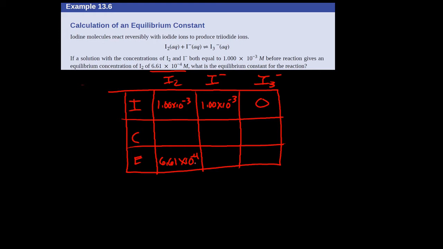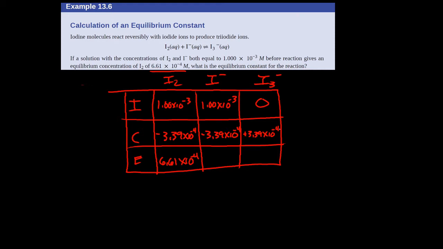But I am told that at equilibrium, I have 6.61 times 10 to the negative 4 of I2. So I know the initial and the equilibrium concentrations of I2, so I can work out that change. So let's say 6.61 times 10 to the negative 4 minus 1 times 10 to the negative 3. This molecule decreased by 3.39 times 10 to the negative 4. What that tells me is this one also decreased by 3.39 times 10 to the negative 4, and this one increased by 3.39 times 10 to the negative 4.